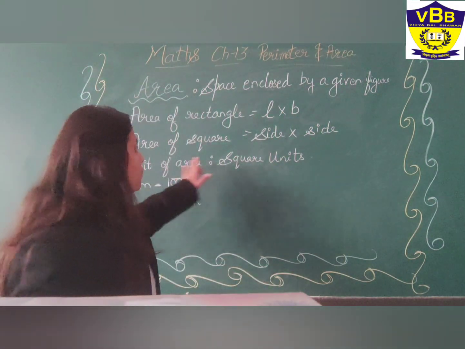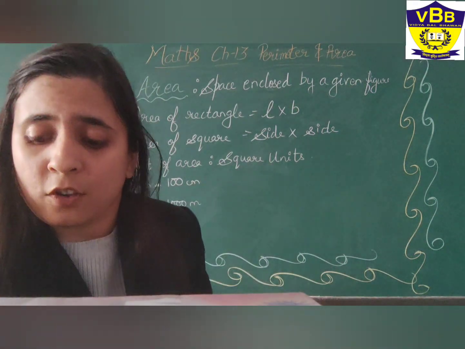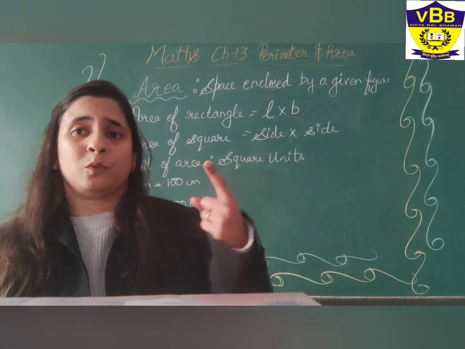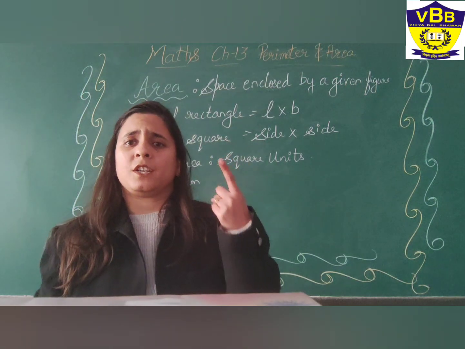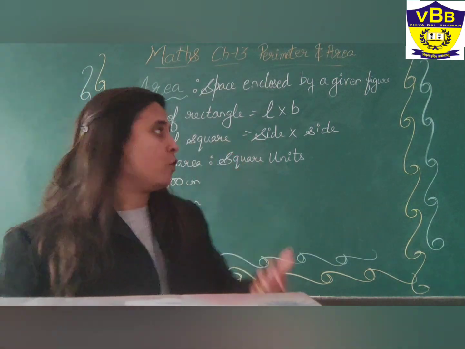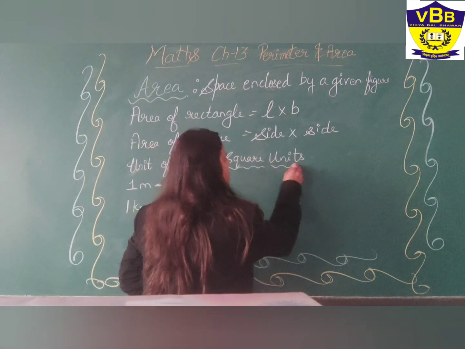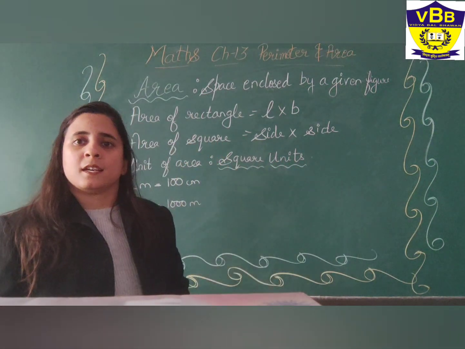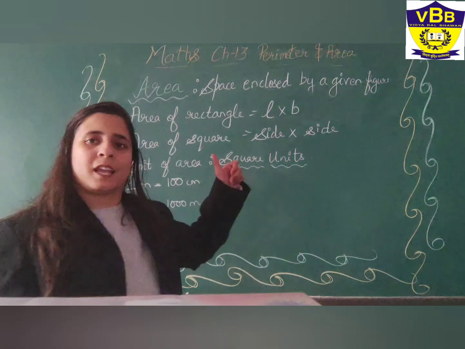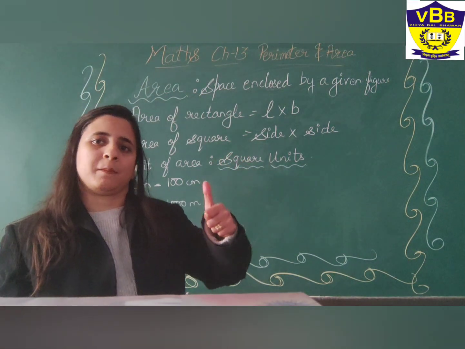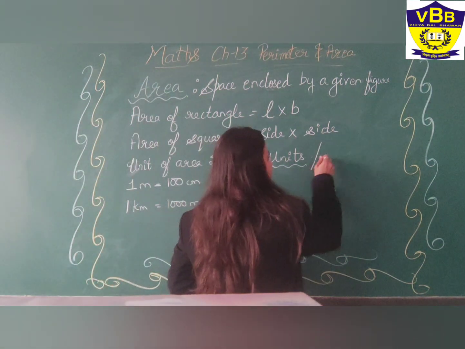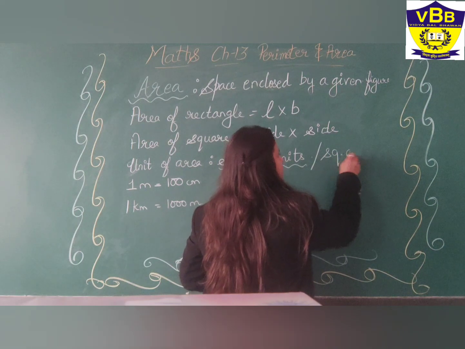The next comes the unit of area. As you all know, we are multiplying not only the digits, we are going to multiply the unit as well. So that is why the area is in square units. If the length and breadth are given in centimeter, the area will become square centimeter.